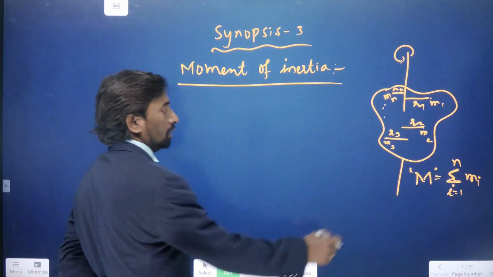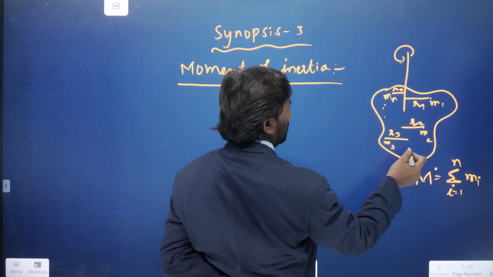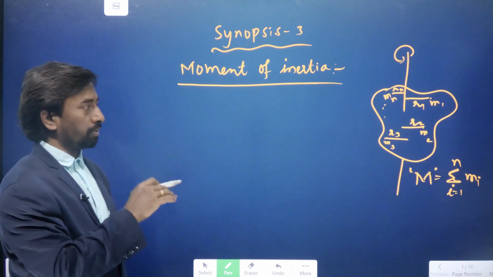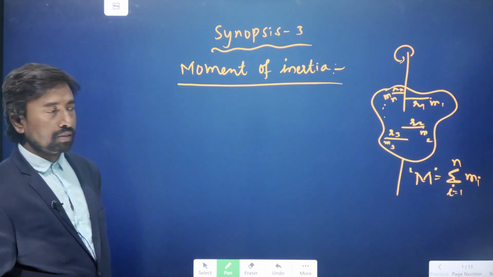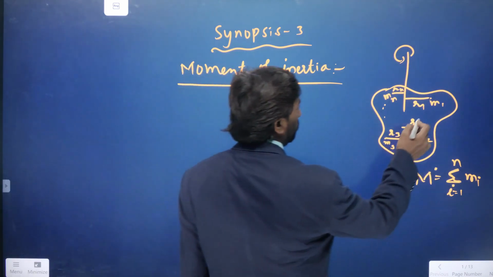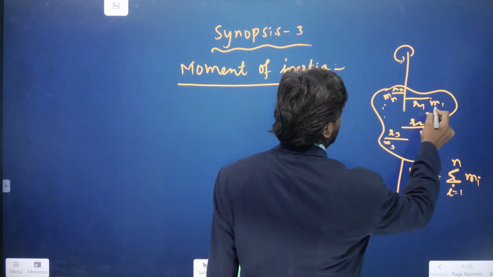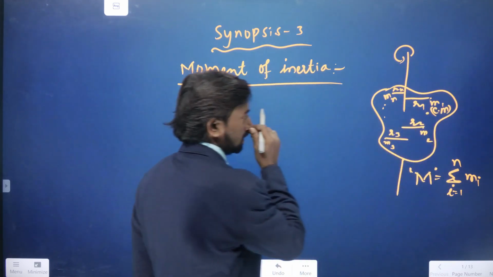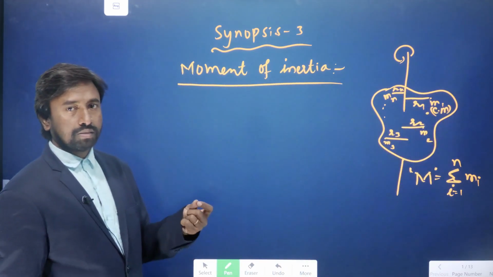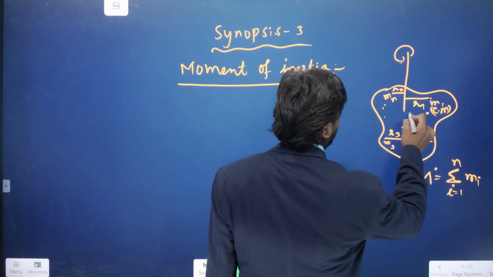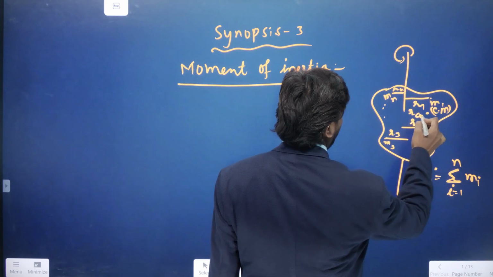All these particles of mass will have a center of mass in the body. The center of mass may be present in the body or outside of the body, as we learned in a previous chapter. Suppose it is present here. This is the center of mass of the whole rigid body. That center of mass will be at a certain distance, let us consider it RCM.